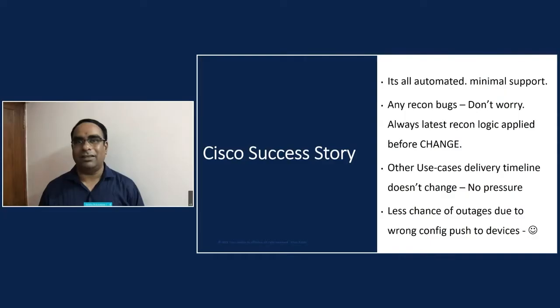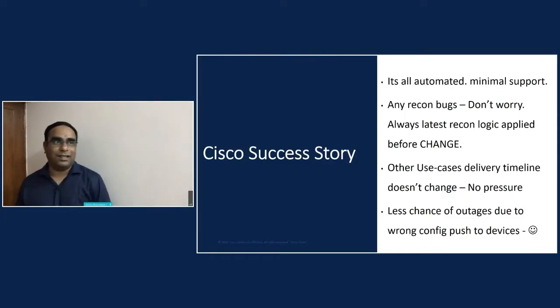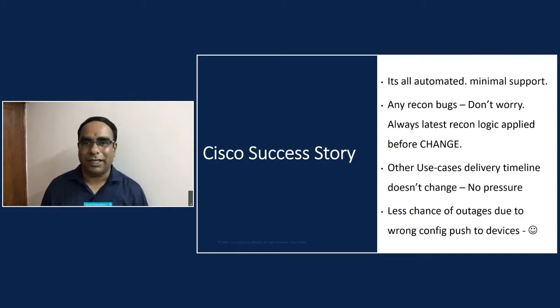It's basically geared. If there are any recon bugs, software tends to have bugs, right? We can't have 100% bug-free software in the first cut or second cut. For other use cases, the delivery timeline doesn't change. This is what I was talking about. There is a service audit feature that has its own delivery timeline. If we hadn't adopted this on-demand approach, they would have pushed us to finish that one before going for the UAT or the live of the system.